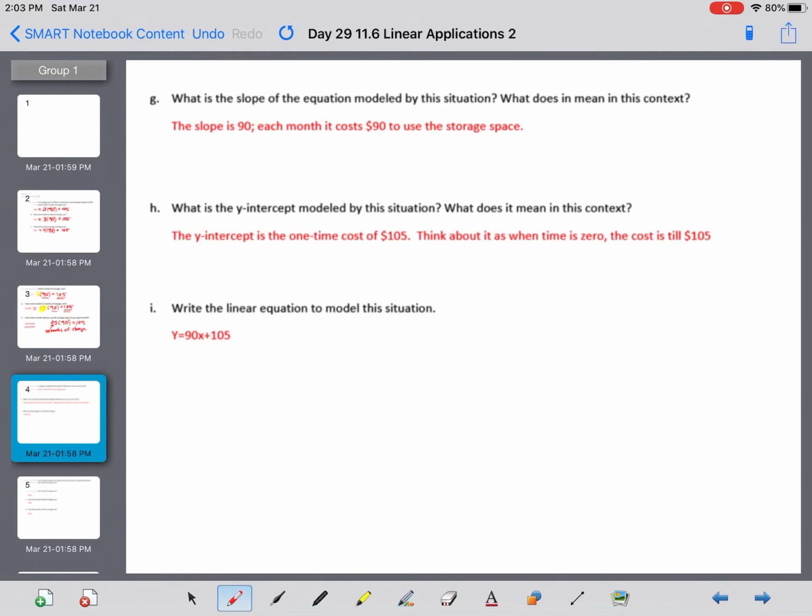For part G, the slope of the equation, now sometimes we don't think about these situations in terms of a linear equation, but if you have a consistent one-time cost or monthly cost, that's a slope of a line. So if you're paying $90 for each month, that means your slope is going to be $90. That's your rate of change. That's what changes. As the months increase, you're paying another $90 per month to use that storage space. And the y-intercept is the one-time cost. So in this case, this would be that non-refundable deposit. And it was $105, so your y-intercept would be $105. And then to actually write the linear equation to model this situation, you can plug in the slope and you can plug in the y-intercept, so we would get y equals 90x plus 105.